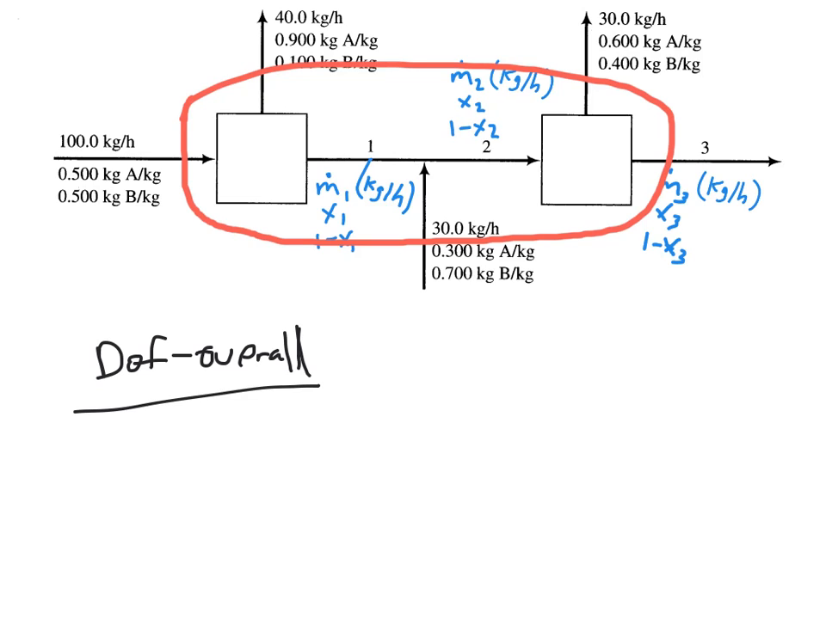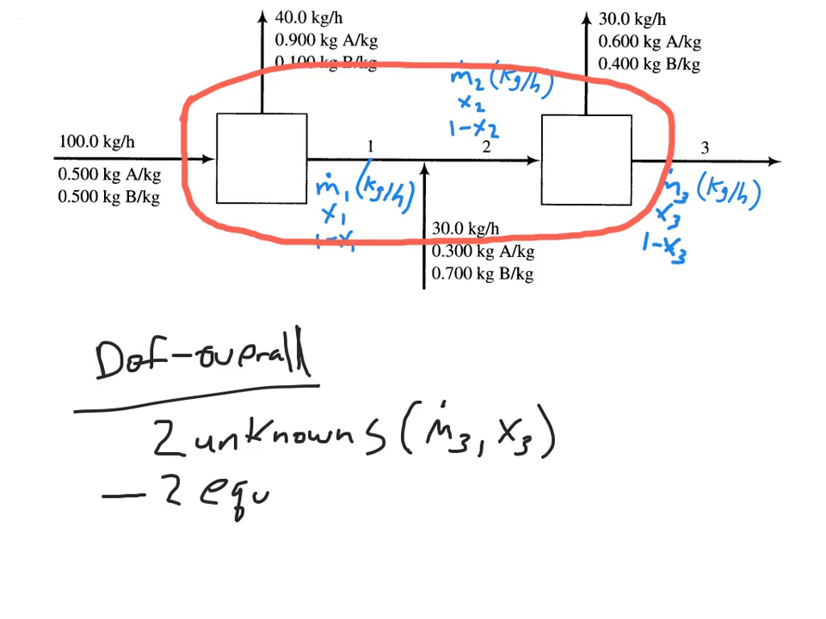And so for the degrees of freedom overall, I have to compare the number of unknowns to the number of balances. In this case, I have two unknowns. If you look at what streams are crossing that red boundary there, you'll see that there's only two unknown values, and that's M3 and X3. There's two equations. Well, how do I know there's two equations? Because we have two different species in this system. So the number of species determines the number of independent equations that we can use.